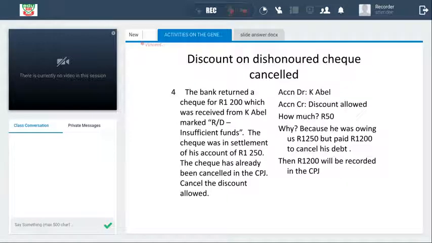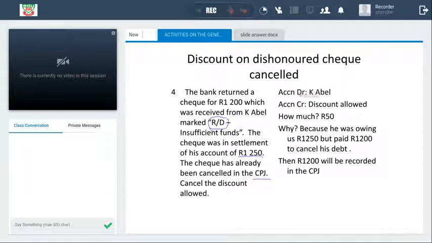Okay, we continue with transaction number 4. The bank returned a cheque of 1,200, which was received from K. Abel, marked RD, insufficient funds. RD cheque means that the bank has said they are not able to pay that cheque. Maybe he doesn't have money in the account. Maybe it was incorrectly signed. So the cheque was in settlement of 1,250. This cheque has already been recorded in the CRJ, which means 1,200 must be cancelled in the CPJ, and the discount cancelled.